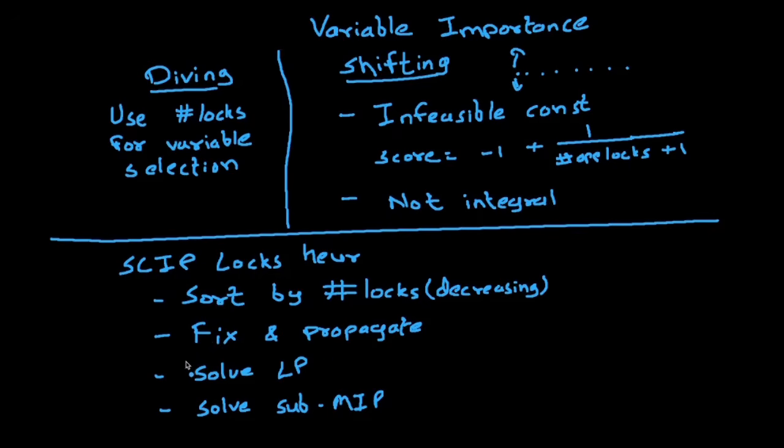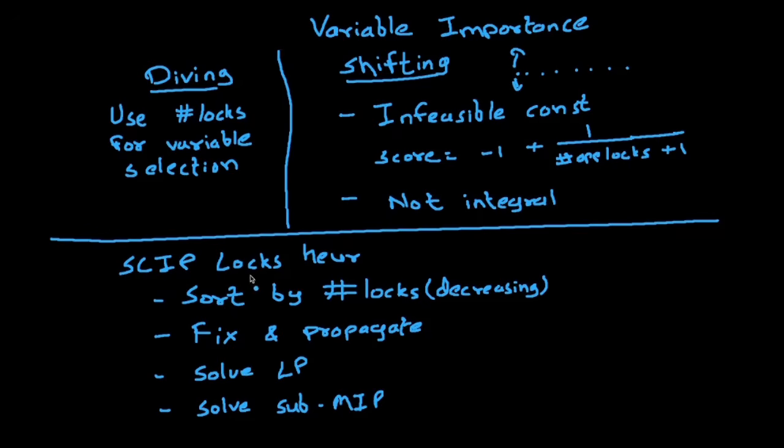If let's say about 65% of variables are fixed, then we solve the LP for fixing the remaining continuous variables or other general integer variables. So if this LP solution is also integer feasible, then we stop here. If it is infeasible, then also we stop here. But if it is LP feasible but not integer feasible, in that case we move on to the last step, which is we solve a submip. Since we have fixed so many variables, then hopefully this submip is easier to solve.